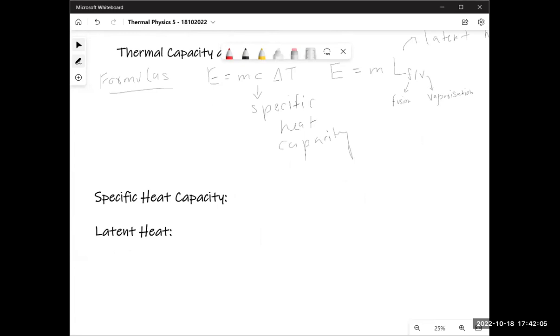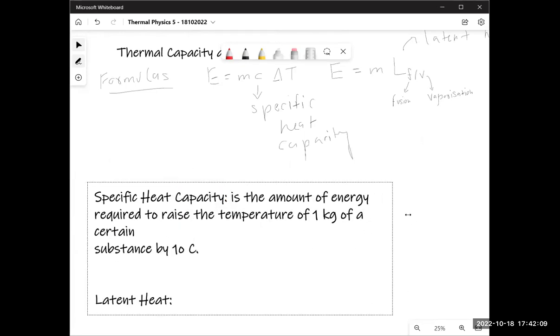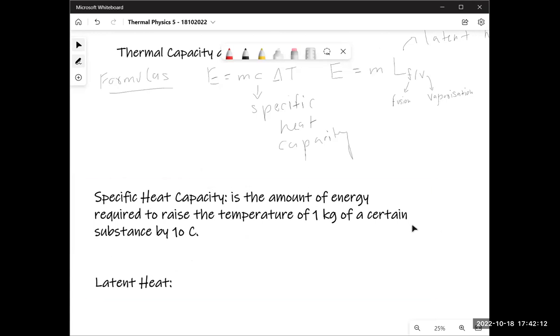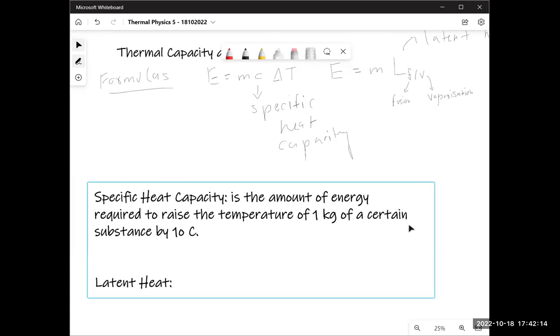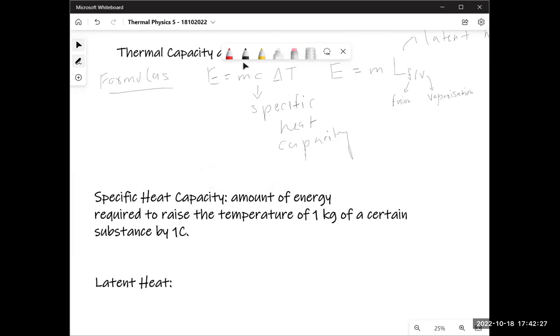Then I'll tell you. Write this in your notebook. Isn't it like energy required? Energy required, yes. The amount of energy required to raise the temperature of 1 kg of a certain substance by 1 degree Celsius, by 1 C. Now this in the exam is going to be 2 marks. So if you can just memorize this, 3 marks, right?